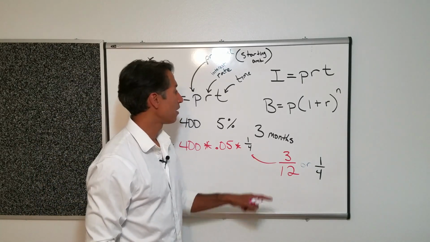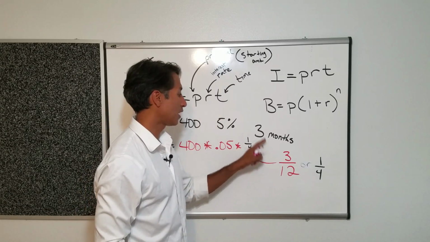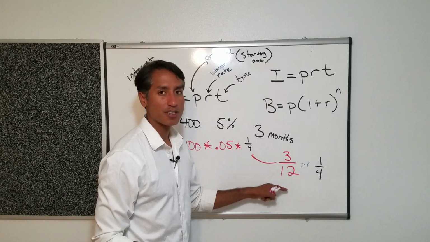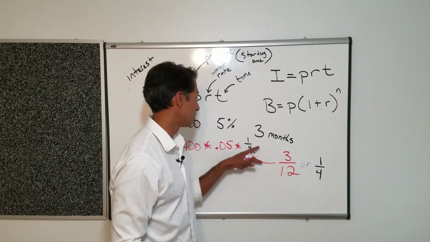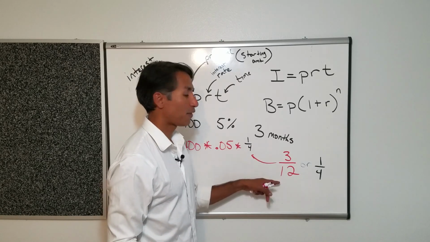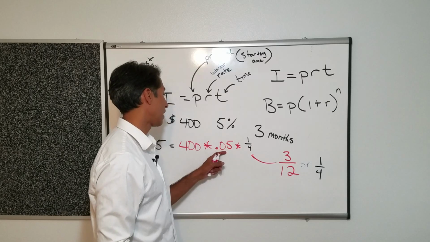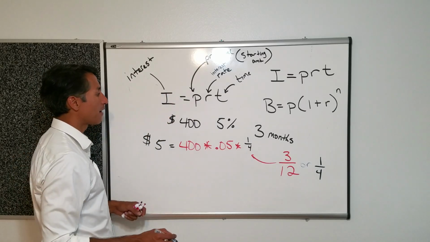So just remember, if you're given time in years, you just plug it right in. But if you need to find a fraction of a year, then you need to make it into a fraction. Reduce it if you can, but even if you didn't, you could still use this right here. Write your fraction down, make it into a decimal, and then multiply it by the next 2 parts. And you'll still end up with 5.